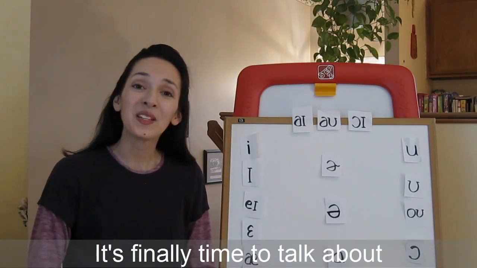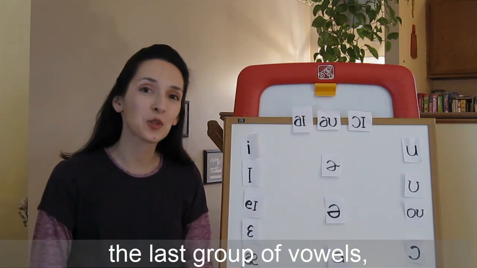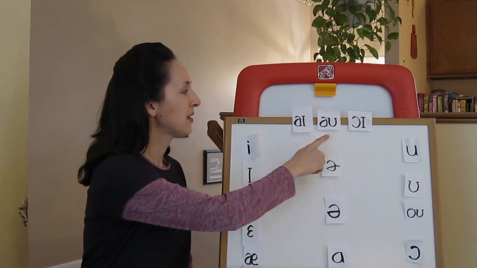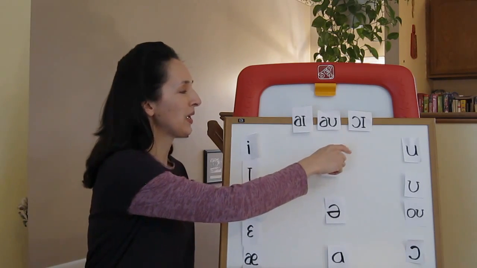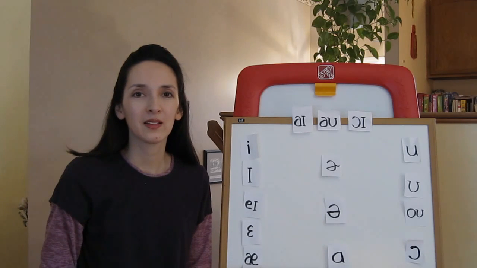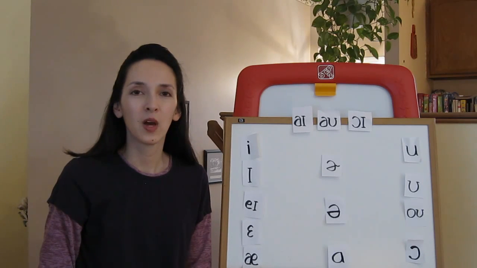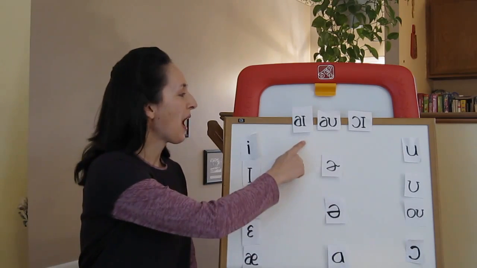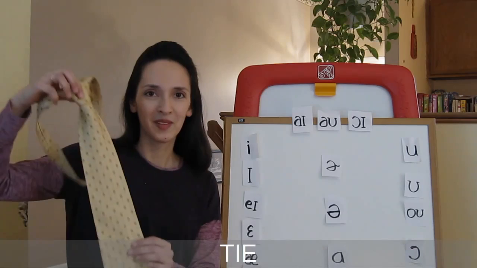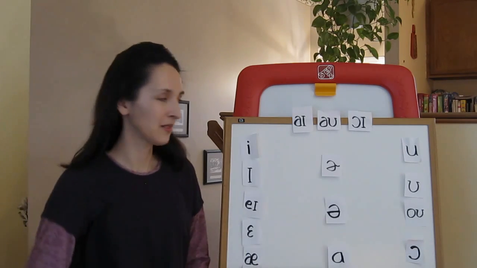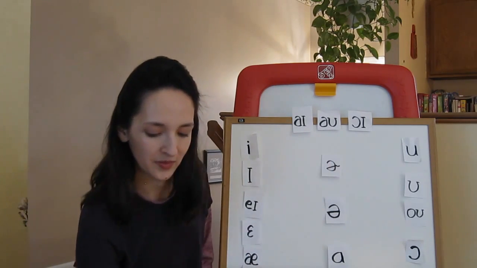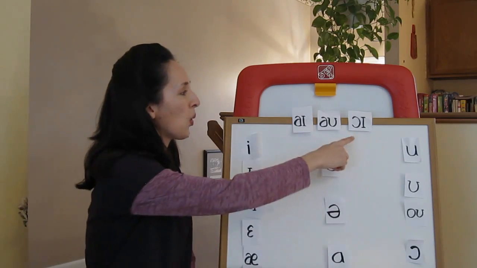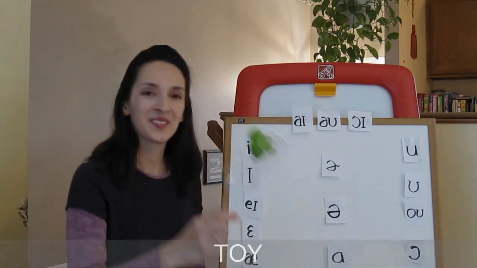Hello everyone. It's finally time to talk about the last group of vowels, the diphthongs. They are I, ow, oi. Let me give you some keywords. I, tie. Ow, cow. Oi, toy.